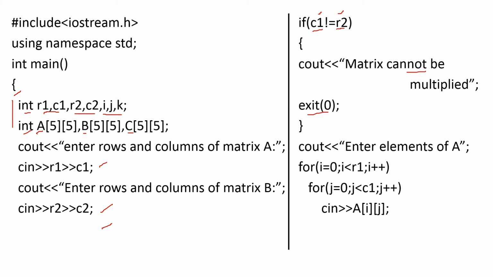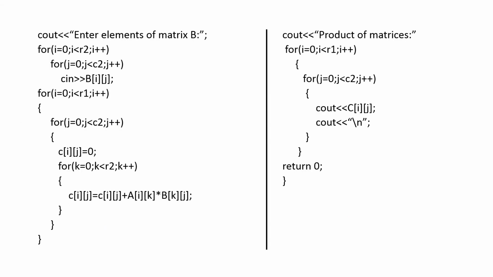Now if C1 and R2 are equal, then we have to get the array data. So cout, enter the elements of A using a for loop, and read the values for A. Now read the values for B. Following are the steps with which we are doing multiplication.